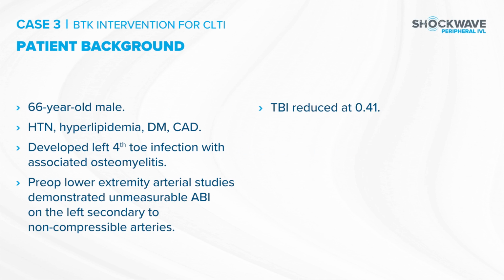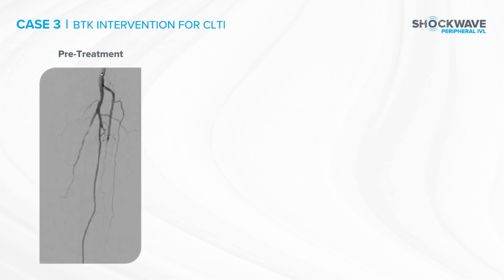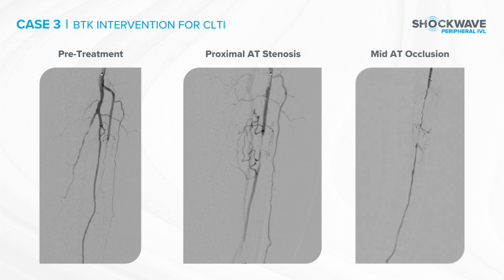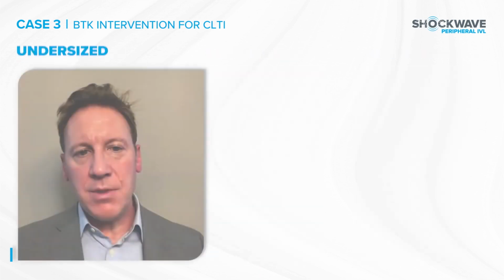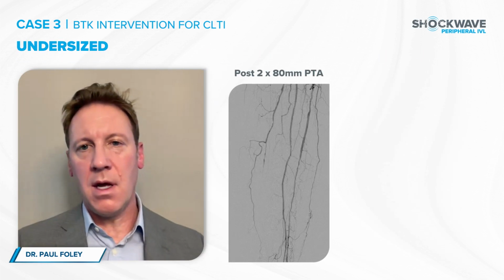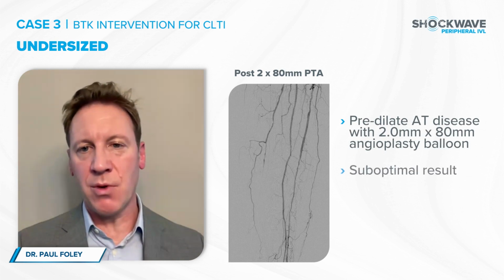The patient was taken to the operating room, which demonstrated extensive tibial artery disease, which was heavily calcified, which I'll demonstrate here. So the patient had a mid anterior tibial artery stenosis in the proximal segment, and in the mid segment of the anterior tibial artery there was a calcified occlusion. I was able to get across the anterior tibial artery disease and performed a balloon angioplasty with a 2 millimeter balloon, achieving a suboptimal result.